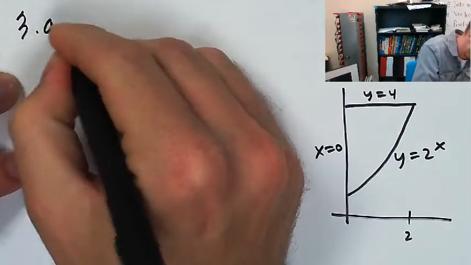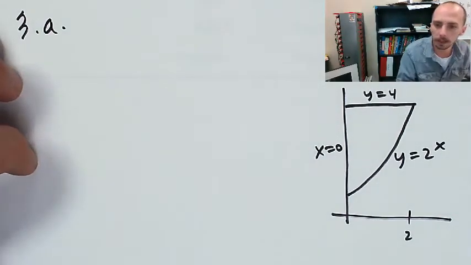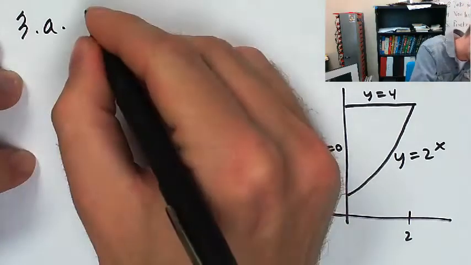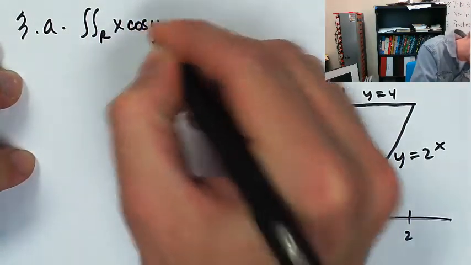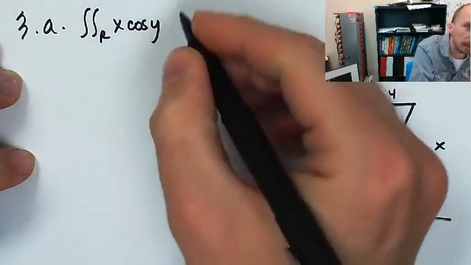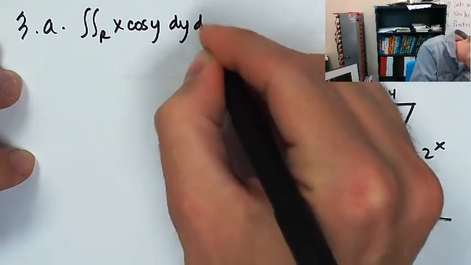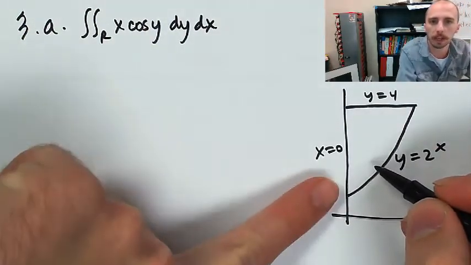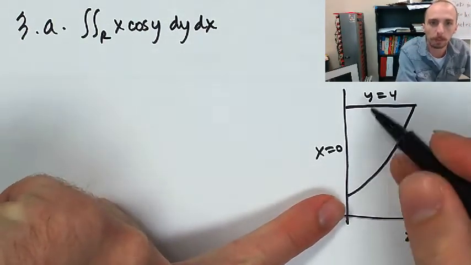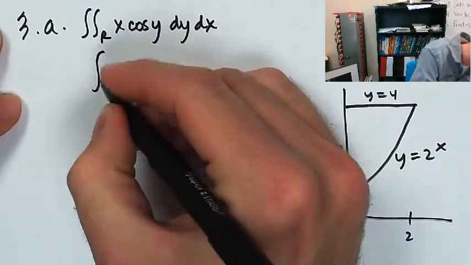All right, for a, I'm interested in integrating x cosine y dy and then dx. So y in this thing is running from 2 to the x up to 4. Y equals 2 to the x is on bottom, y equals 4 is on top. So I'm going to put that.